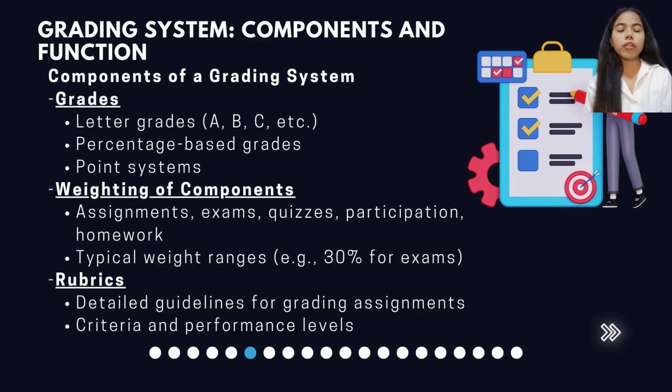Next is the exam or test. These are formal assessments such as midterms and finals that test cumulative knowledge and have a weight range of 30 to 50%, while participation is the assessment of students' engagement in class discussion, group work, or other interactive activities, which has a weight range of 10 to 20%.